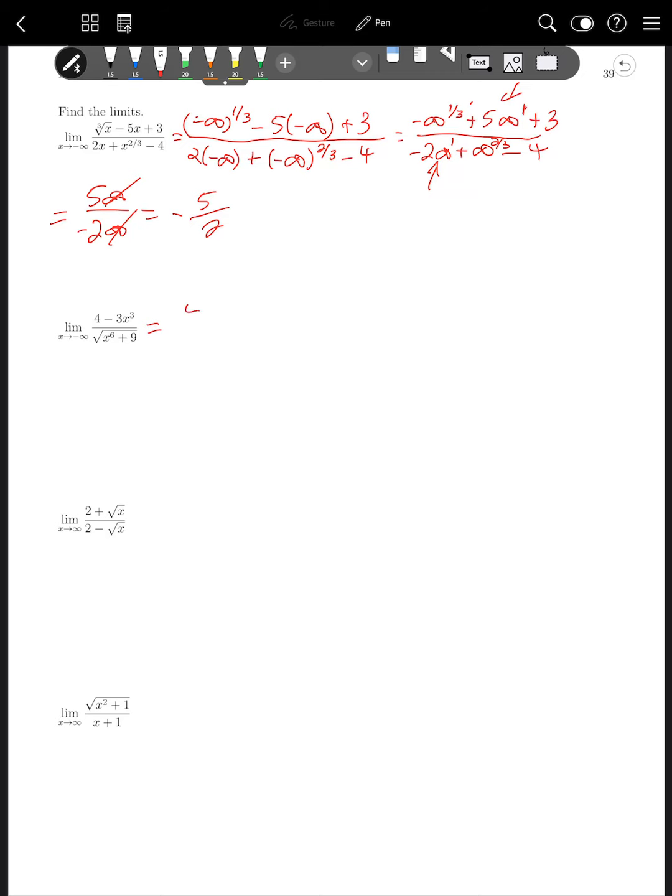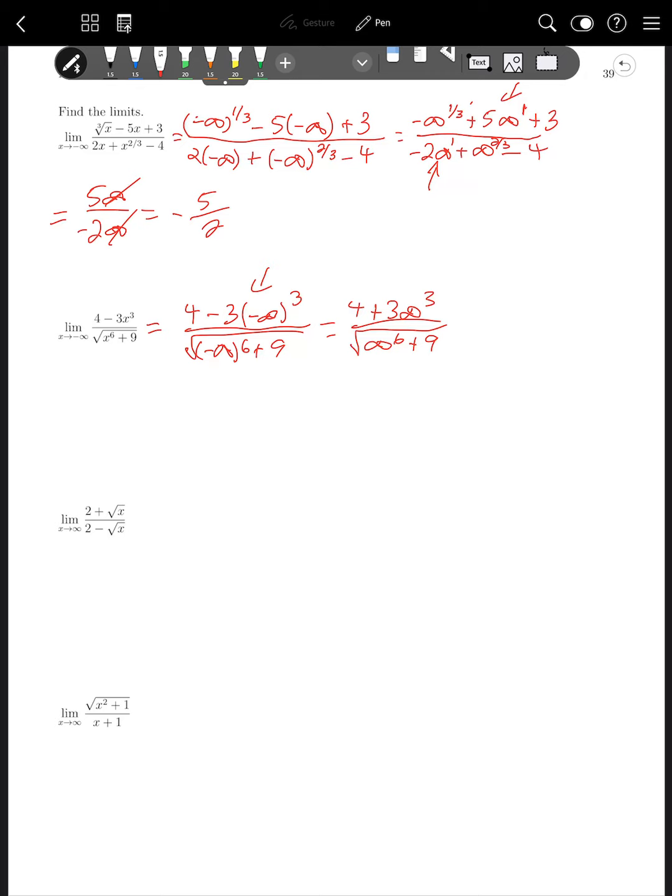So if I tried the same idea here, this would be 4 minus 3 times negative infinity to the 3rd over the square root of negative infinity to the 6th plus 9. Okay? So if we look at the top here, first deal with this infinity in this term. So this would be 4. We've got a negative times a negative to the 3rd. So that's going to end up being positive 3 times infinity to the 3rd over the square root of, a negative to an even power is positive, so this will be infinity to the 6th plus 9. Now in both cases, do the 4 plus and the plus 9 matter at all in these?